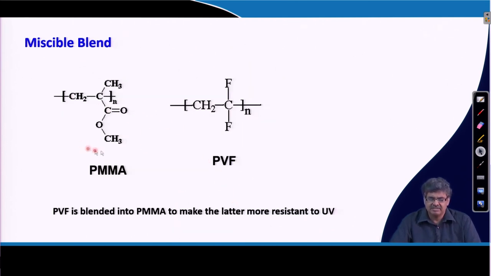Other examples of miscible blend are PMMA and PBF. In this case, PBF, which is a costlier polymer, is blended into PMA to make the UV resistance of PMA higher. So, in this case, a small amount of PBF is added to PMA so that the UV resistance of PMA becomes higher.